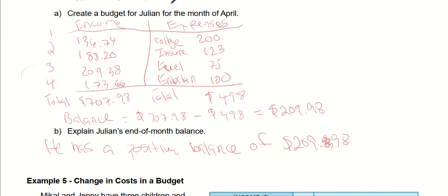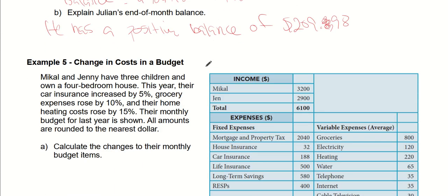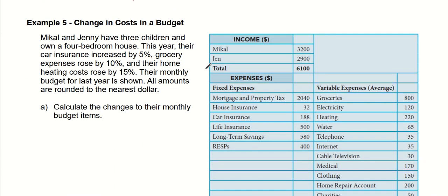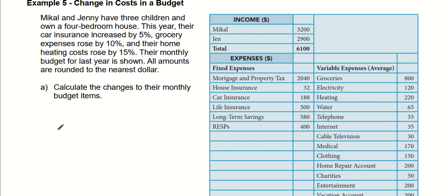Okay, this is a long lesson. Let's do the last one. So example 5. Here, Mikkel and Jenny has 3 children and they own a four-bedroom house. This year, their car insurance increases by 5%, grocery expenses rose by 10%, and their home heating costs rose by 15%. Their monthly budget for last year is shown. This budget's for last year, but they've changed. Their expenses have grown. Calculate the changes to their monthly budgets.